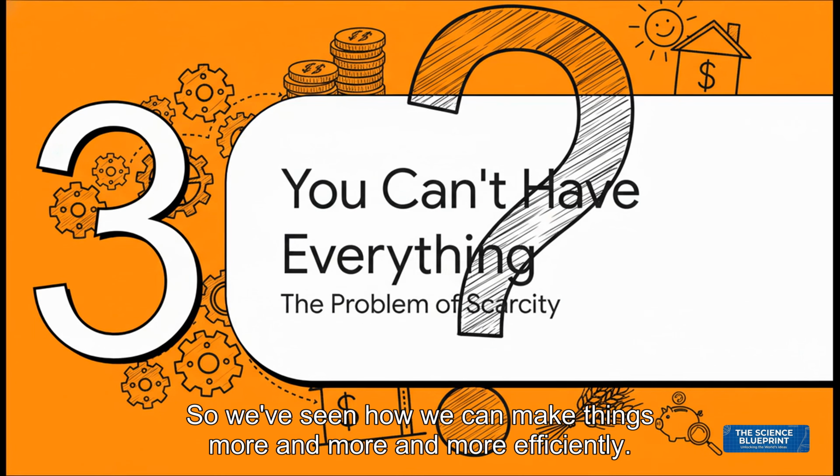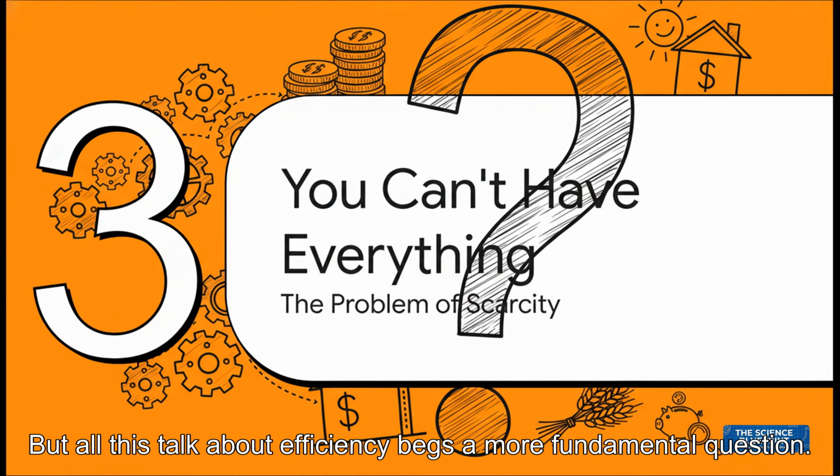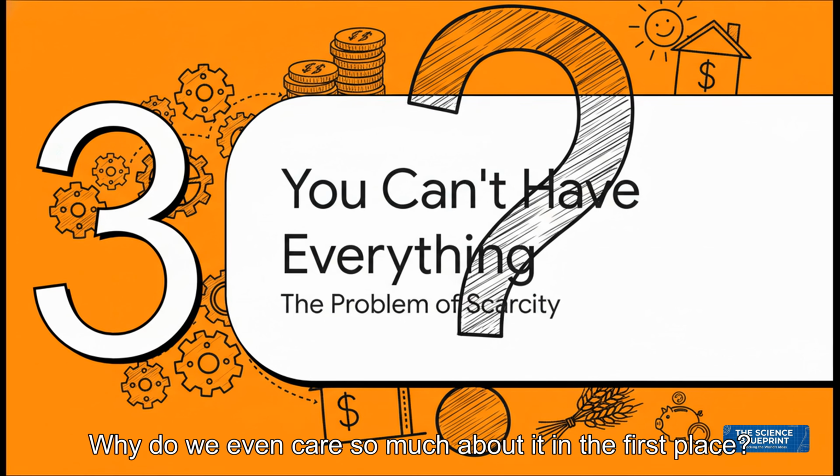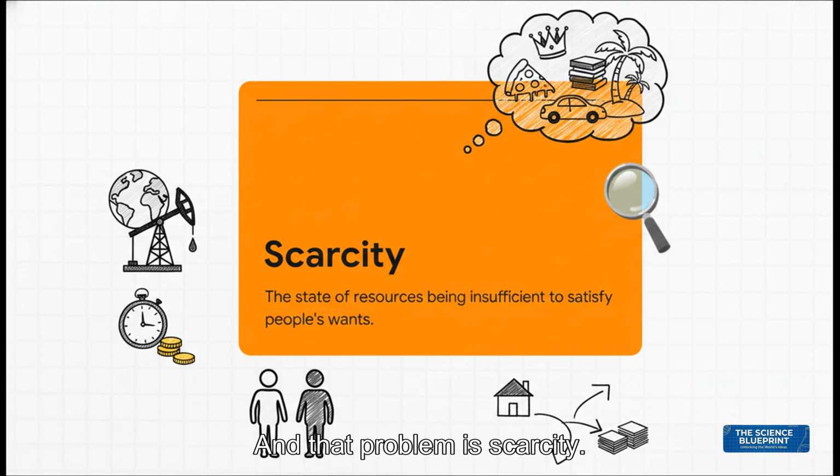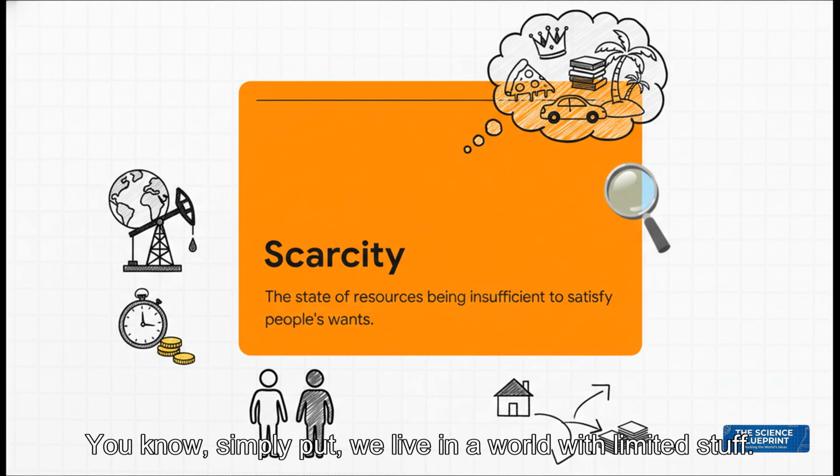So we've seen how we can make things more and more efficiently. But all this talk about efficiency begs a more fundamental question. Why do we even care so much about it in the first place? And this brings us to the single most important, the most foundational problem in all of economics. And that problem is scarcity. You know, simply put, we live in a world with limited stuff.